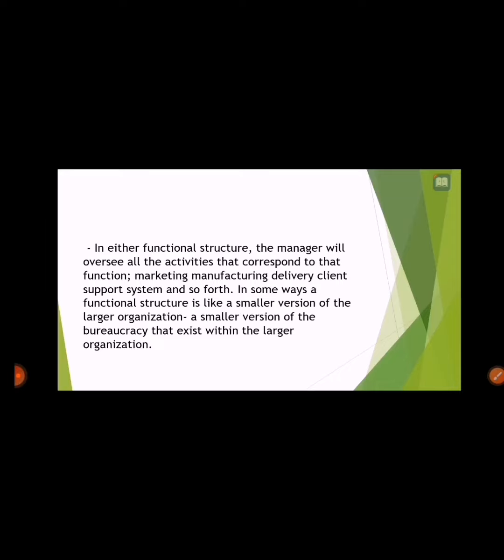A functional structure, this type of business structure, organizes a company into different departments based on areas. For example, lawyers work in the legal department and marketers work in the marketing department.